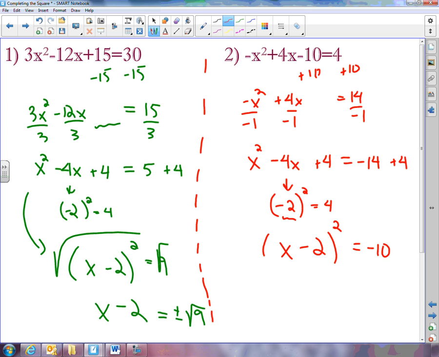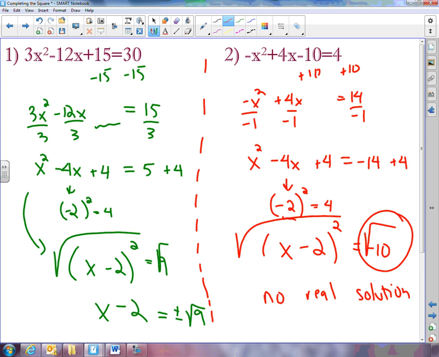Now we're going to take the square root of both sides. But we have a problem here. We can't take the square root of a negative number just yet. We will learn how to deal with imaginary numbers in the future, but at this point, I would like you to realize that the square root of a negative number is not a real number. So at this point, you can write no real solution, meaning that there's no real number that's going to make this equation true.